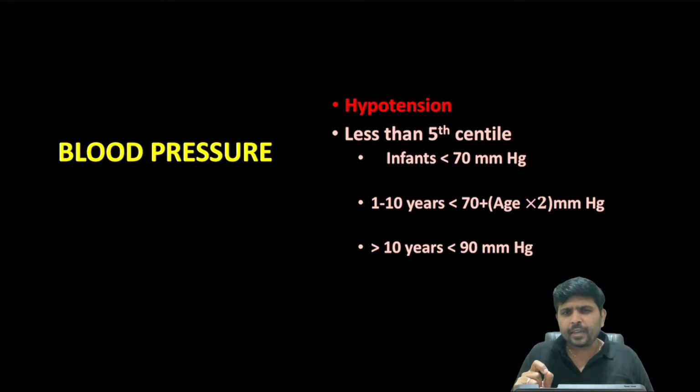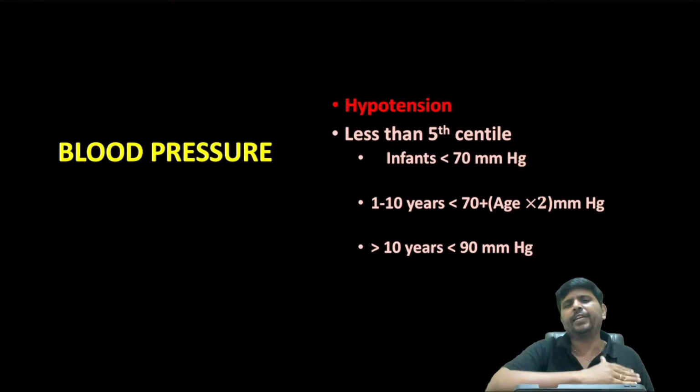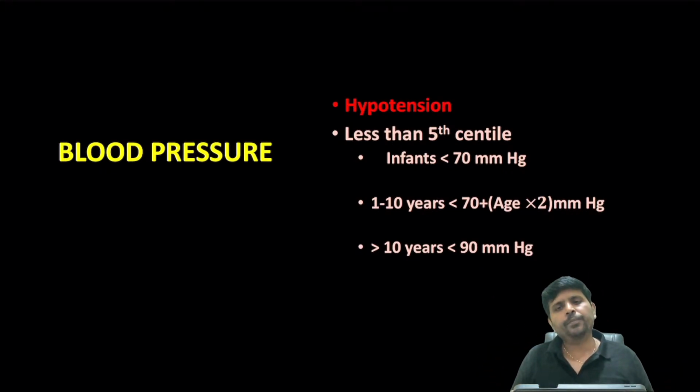Normally, if the infant's blood pressure is less than 70 millimeters of mercury, the child is said to be in hypotension. Between 1 to 10 years, less than 70 plus age into 2. So what does it mean? If the child's age is 4 years, when will you call it hypotension? 70 plus 4 into 2, that means 78. So if it is less than 78, the child is said to have hypotension. And for more than 10 years, less than 90 millimeters of mercury is said to be hypotension universally.